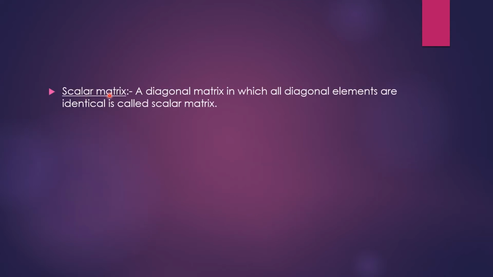Now scalar matrix. Again, see the definition carefully. A diagonal matrix, it means by default a scalar matrix has to be a diagonal matrix in which all diagonal elements are identical. So what do you mean by this? See the example here, the non-diagonal elements are 0 and all diagonal elements are the same, that is 4, 4, 4. Here we have -5 and -5. If all diagonal elements are the same, it is a diagonal matrix also and a scalar matrix also.